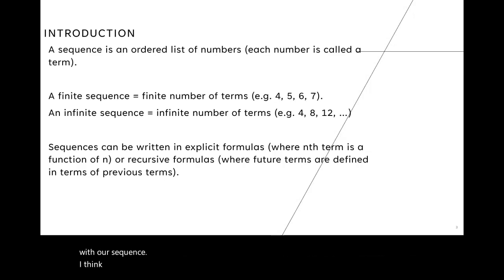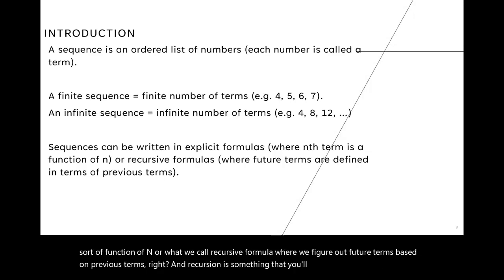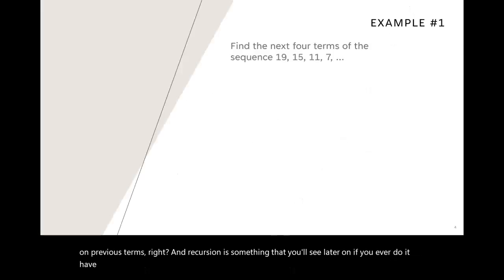Sequences can also be written in what are called explicit formulas, where the nth term is some sort of function of n, or what we call a recursive formula, where we figure out future terms based on previous terms. Right? And recursion is something that you'll see later on if you ever do anything with computer science down the road. So let's just dive right in and let's see a couple of examples here.